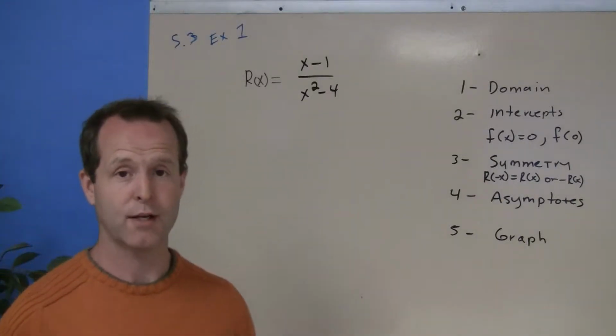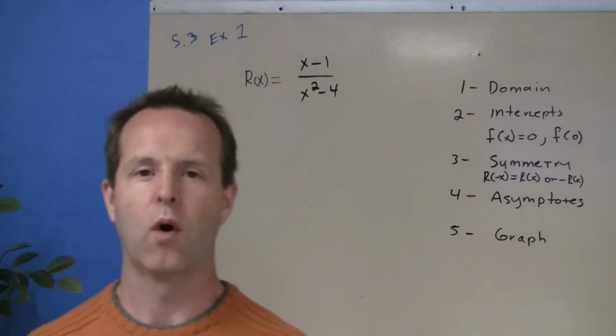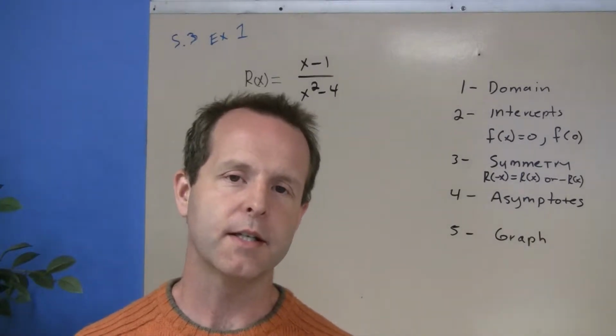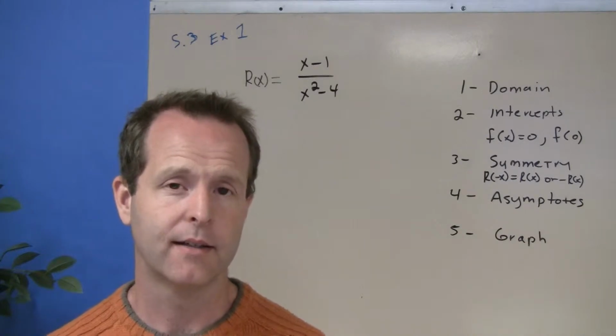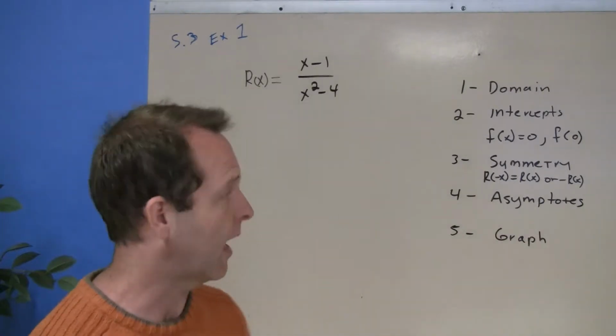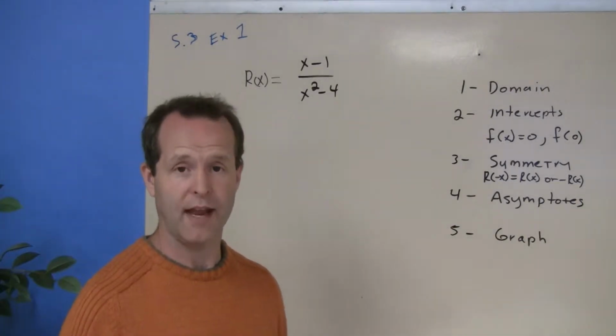r of x equals (x minus 1) over (x squared minus 4). And what I want to do is develop a rough sketch of what this graph looks like. And so far we've been learning some different elements that will help me determine what that graph is.